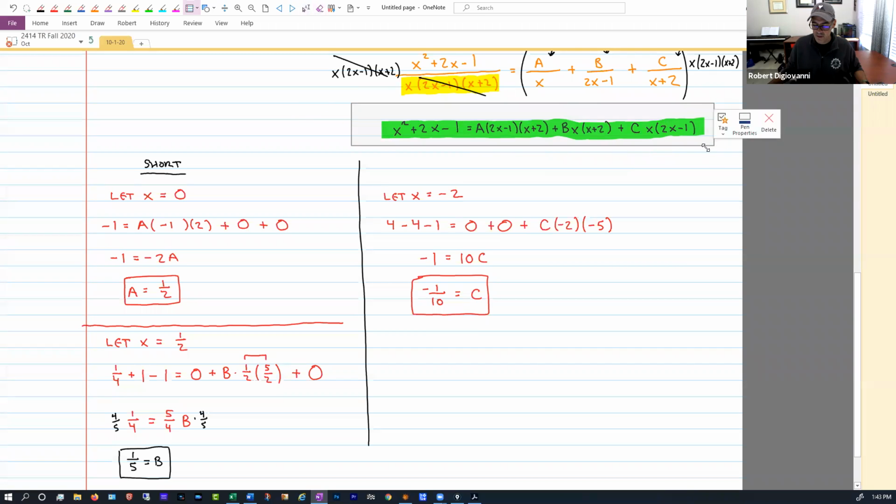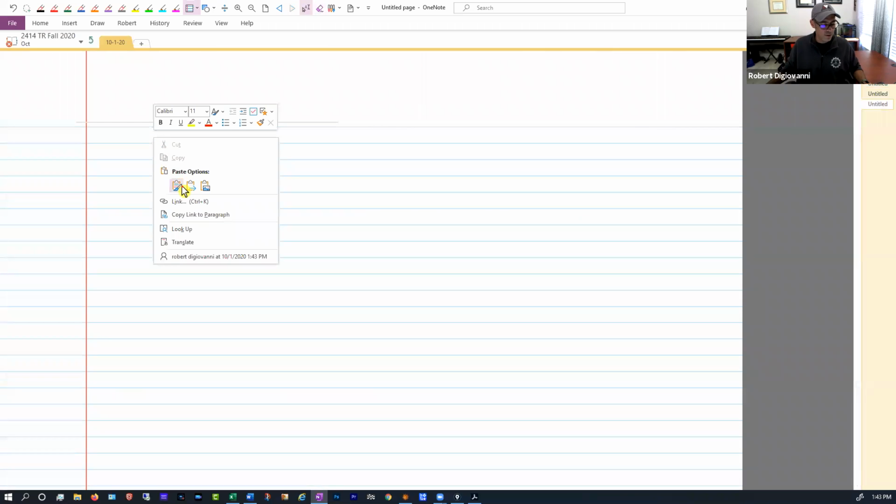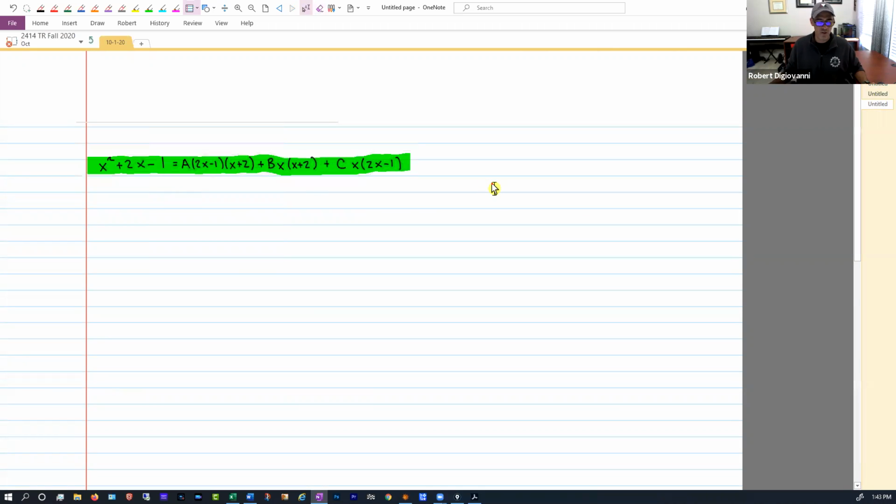So I'm going to take this. I need to do this on a different page. So we're done with the problem, but now we're going to do just this portion of the problem again, trying to find A, B, and C. We're going to do it with the long method.